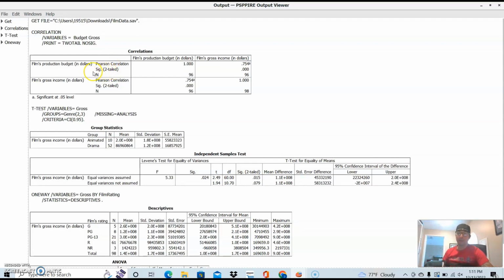Just below that is our significance, which if you think back to stats is represented by a lowercase p, once again italicized. And then we've got n. In this case, n represents sample size.